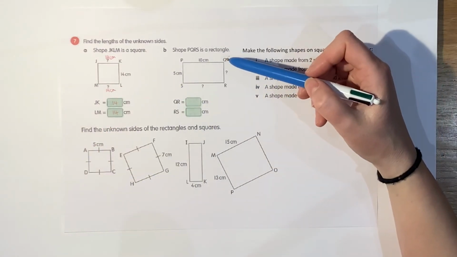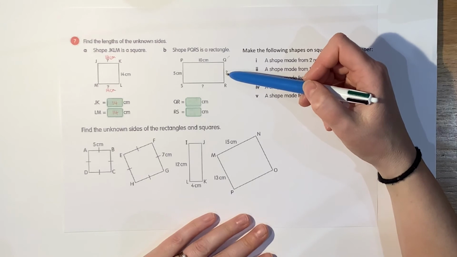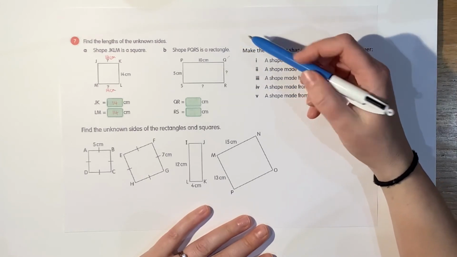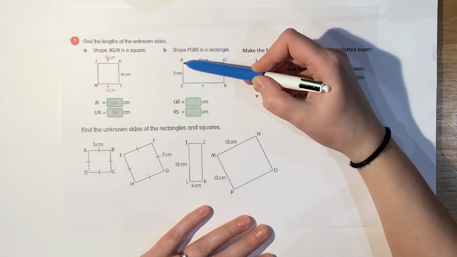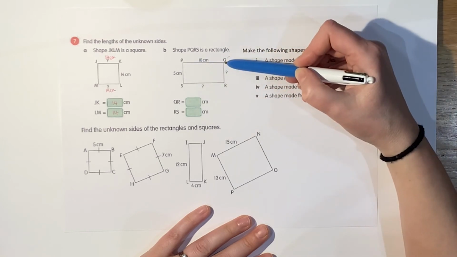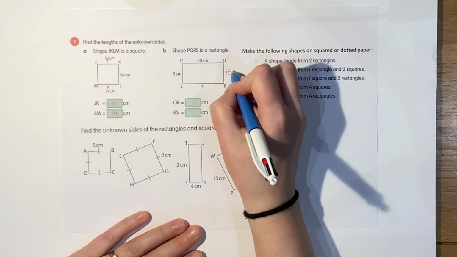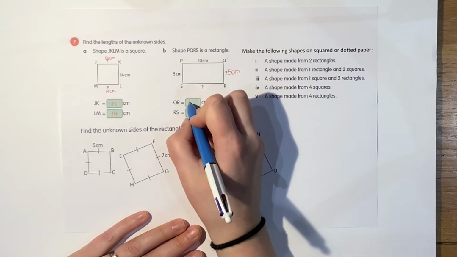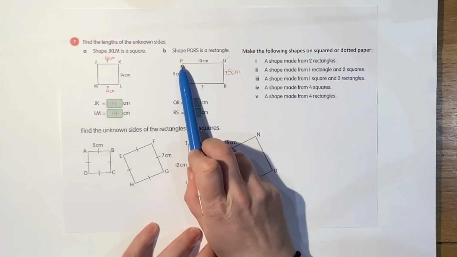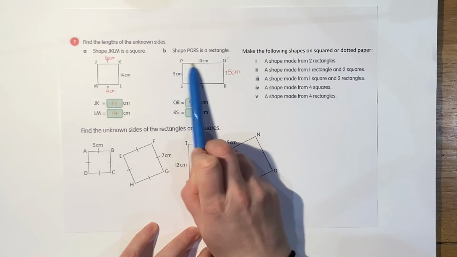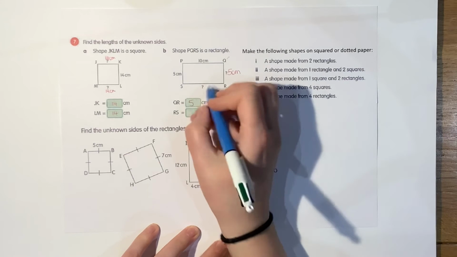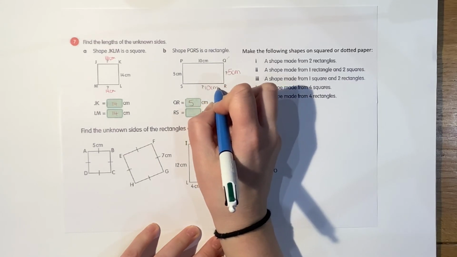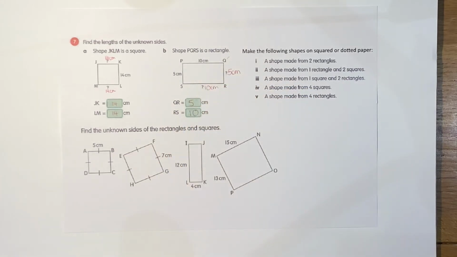PQRS is a rectangle. Now we know on a rectangle, opposite sides are equal. So PS is parallel to QR. This one is 5 centimetres, so this one must also be 5 centimetres. And now the horizontal lines on this one. PQ is parallel to SR. Opposite sides are equal in a rectangle, so it must also be 10 centimetres.